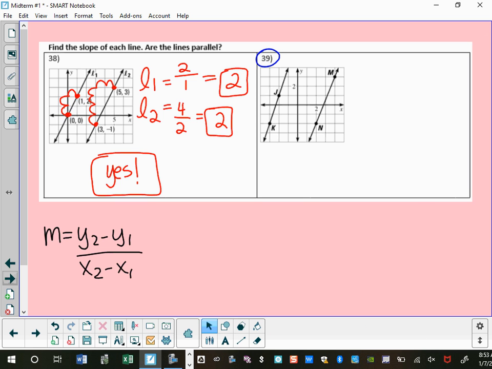Circle 39 for your homework. And this is due next step.